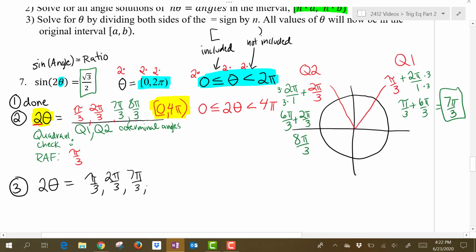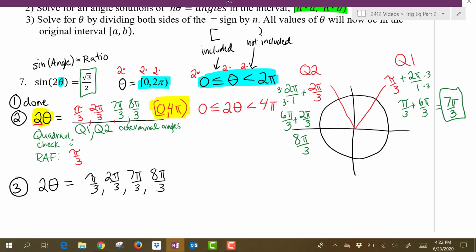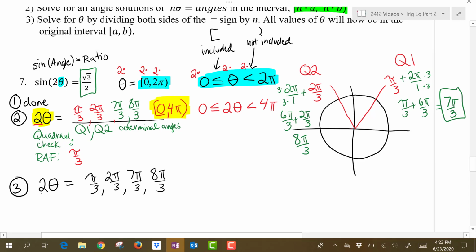Alright, so step 3 says that we're going to take all of the angles that we found in step 2, and now we're going to solve for theta. So right now we have that 2 theta is equal to these 4 angles. We're going to solve for theta by dividing both sides by whatever number is in front of theta. So I'm going to divide all of the angles on both sides by 2.